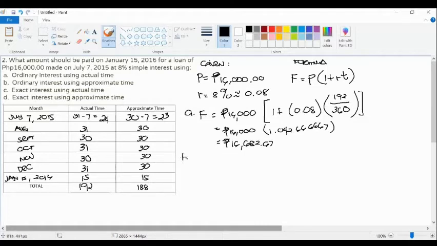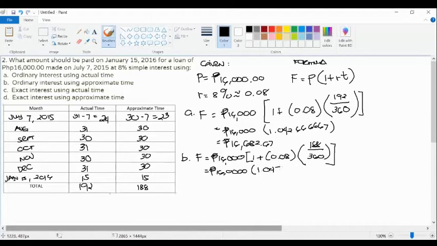Okay? Next, let's compute for the ordinary interest using the approximate time. So same, that is 16,000 multiplied by 1 plus 0.08 times, now we're going to use the 188 days over 360. Okay? So, 16,000 multiplied by 1.0477777. So, we have 578.